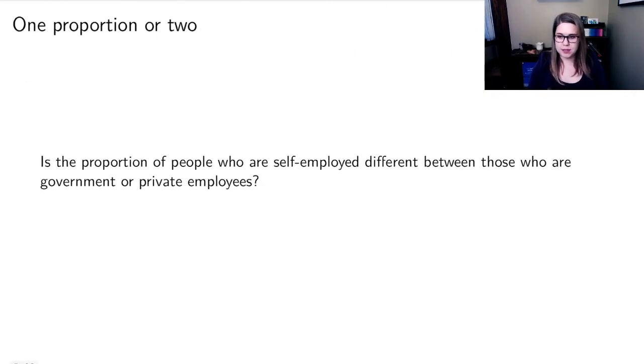And now here's another example where we could ask, is the proportion of people who are self-employed different between the people who work for the government and people who are private employees? So I could think of this in terms of notation. I could think of it as like p hat government and p hat private employees. And the notation gets a little bit weird here because both of these are going to be the p hat, the proportion of people who are self-employed, but between whether they work for the government or whether they're private employees.